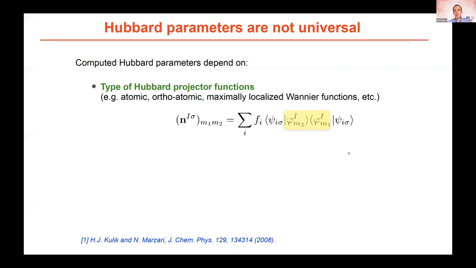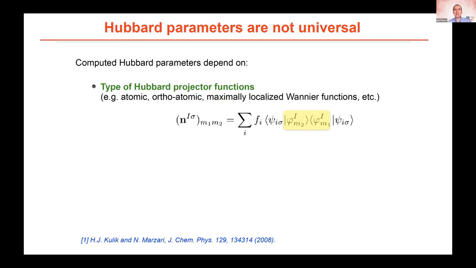As I said, there are many options. For example, atomic orbitals, which are obtained from pseudopotentials. The code reads the pseudopotentials and reads the information about atomic orbitals. Another option is orthoatomic, or Löwdin-orthogonalized, atomic orbitals. This is different from the atomic orbitals in the sense that we take the atomic orbitals of all atoms in the system and orthogonalize them using the Löwdin method.